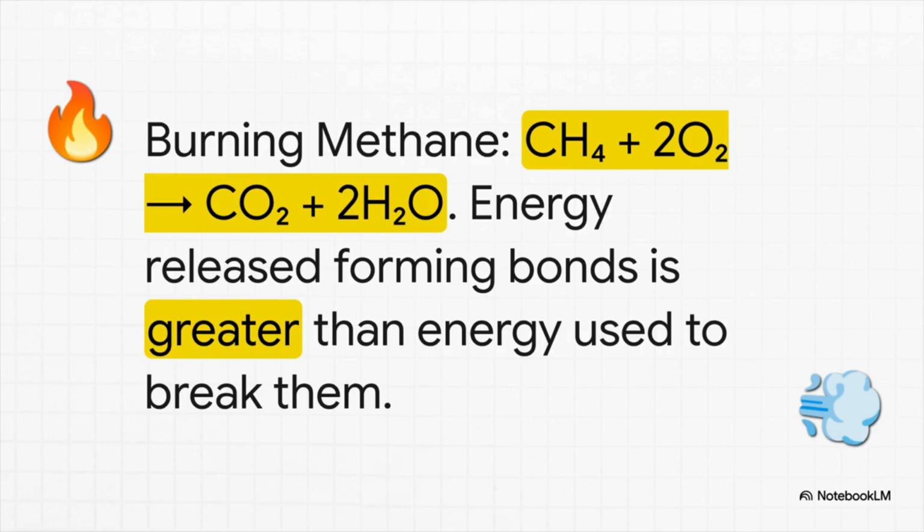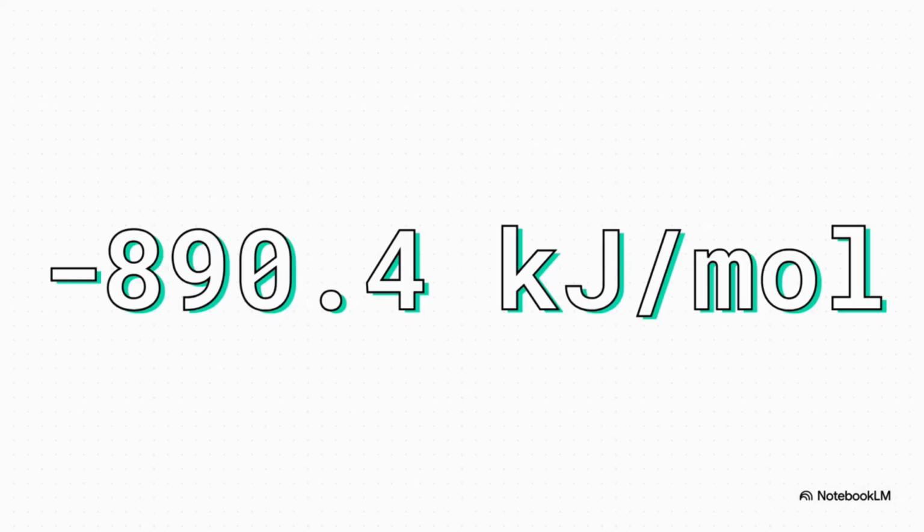Now remember, every reaction is about breaking old bonds and making new ones. It takes some energy to break the bonds in methane and oxygen, sure, but a much larger amount of energy is released when those new, super stable bonds in CO2 and H2O are formed. So where does that extra leftover energy go? It's released as heat and light. The change in enthalpy here is negative 890.4 kilojoules per mole.